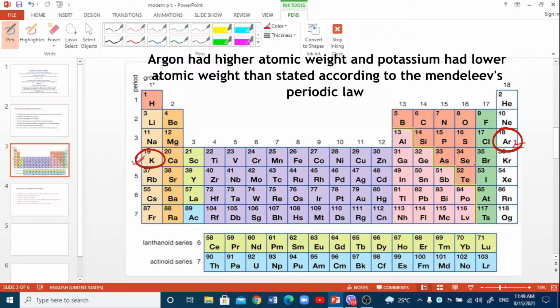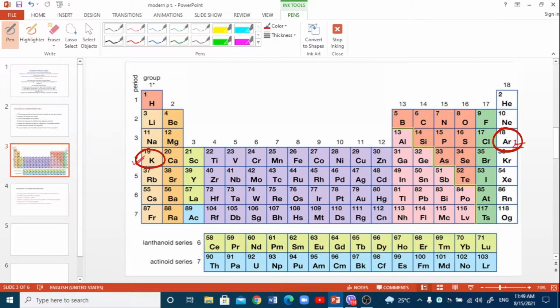Argon had higher atomic weight and potassium had lower atomic weight. But when these elements were kept on the basis of atomic number, this anomalous pair of elements was solved. Argon has 18 atomic number and potassium has 19 atomic number. Now this problem has been solved because these two elements are in increasing order of atomic number. There was no problem with the position of argon and potassium.